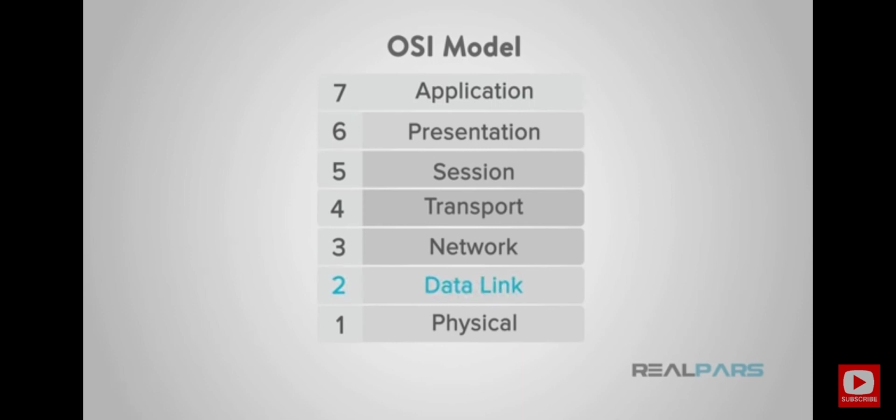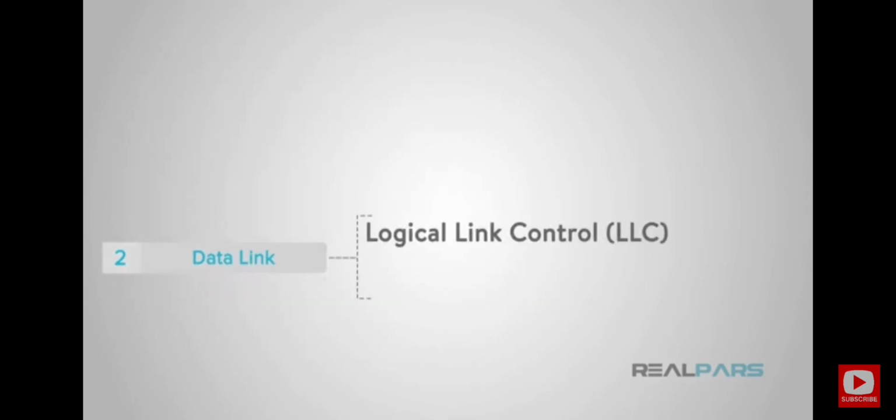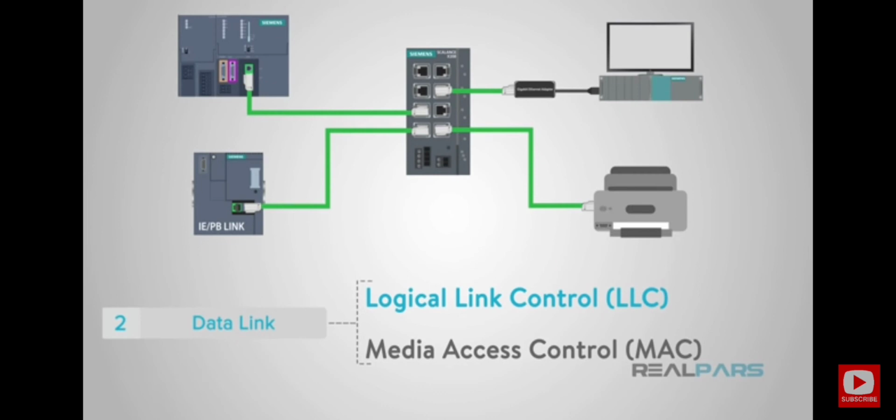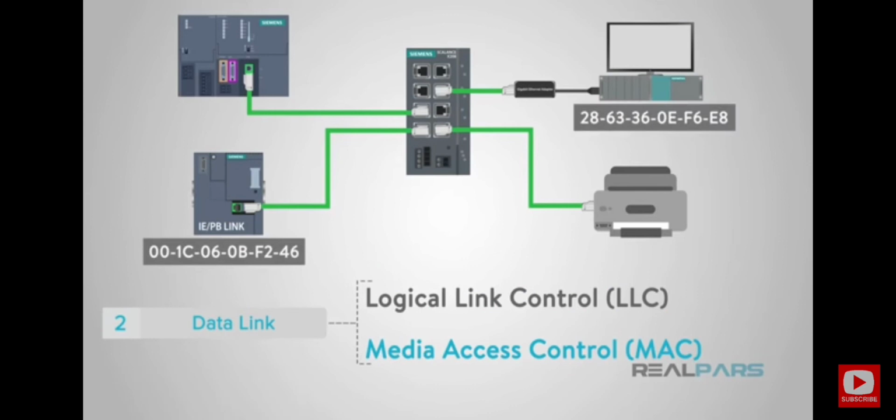The data link layer can be split into two sections: the logical link control, or LLC, and the media access control, or MAC. The logical link control establishes paths for data on the Ethernet to transmit between devices. The media access control uses hardware addresses that are assigned to network interface cards, or NIC, to identify a specific computer or device to show the source and destination of data transmissions.